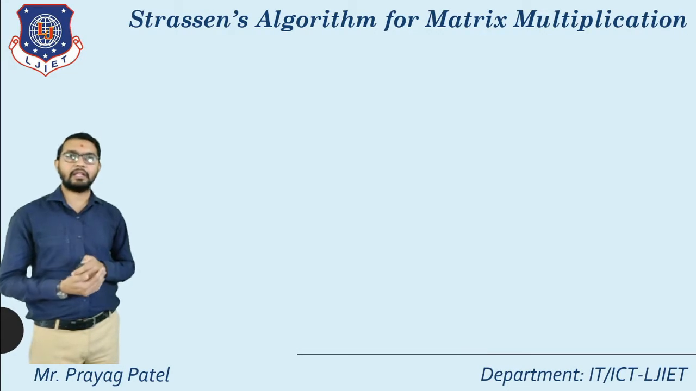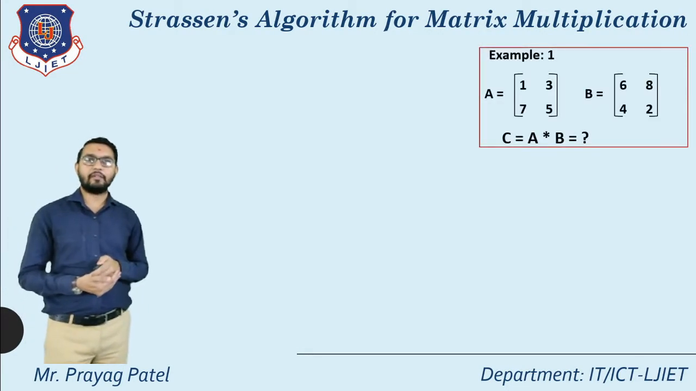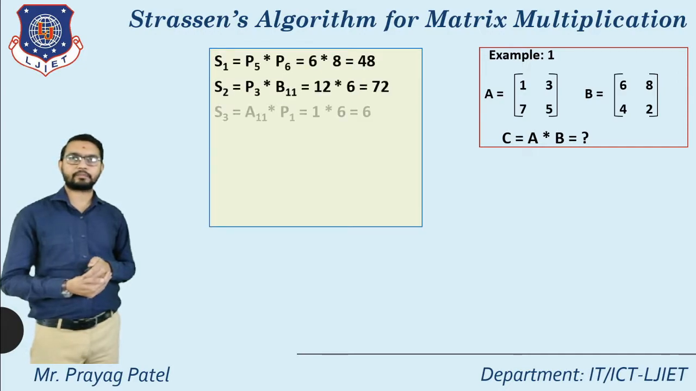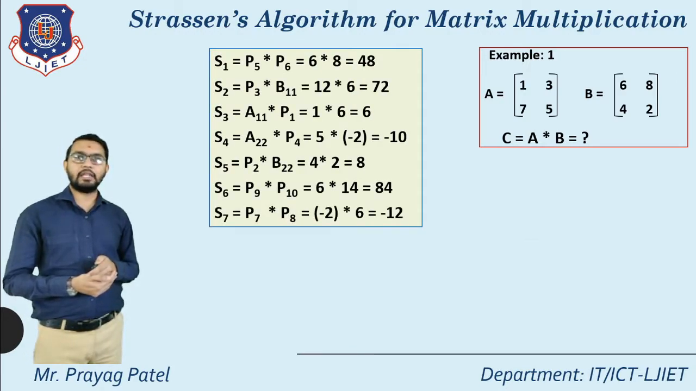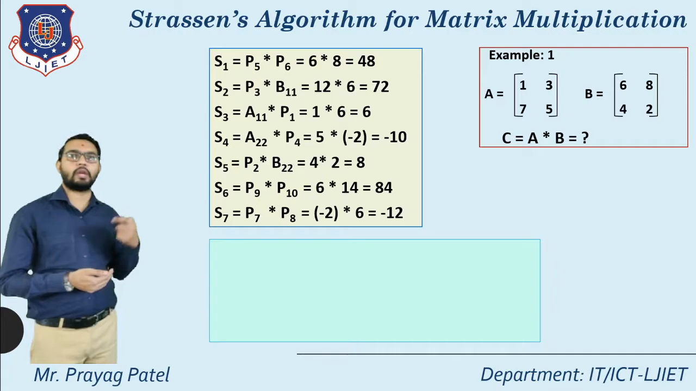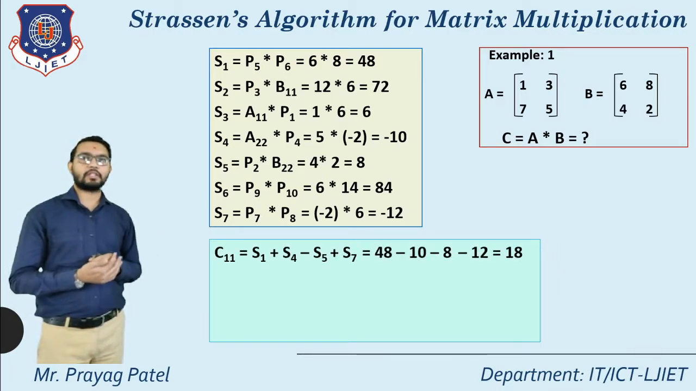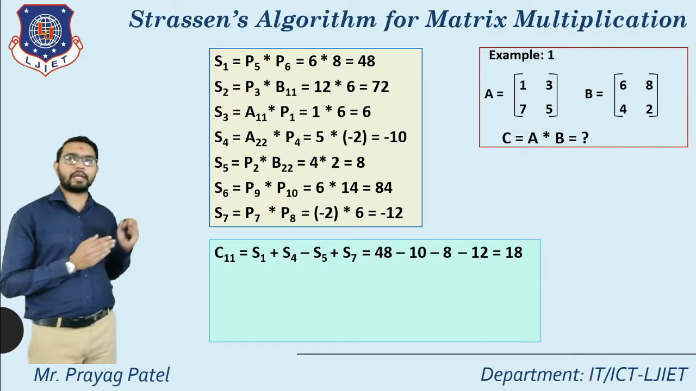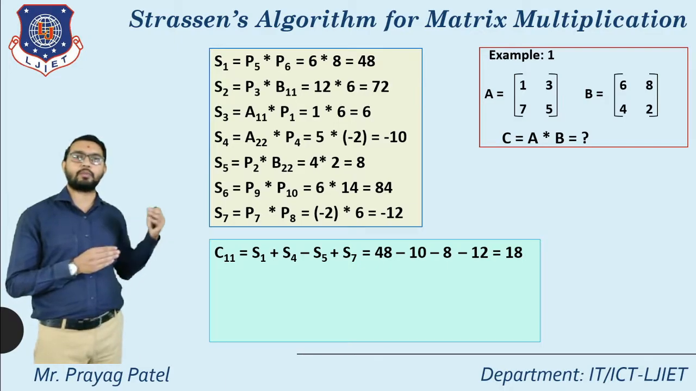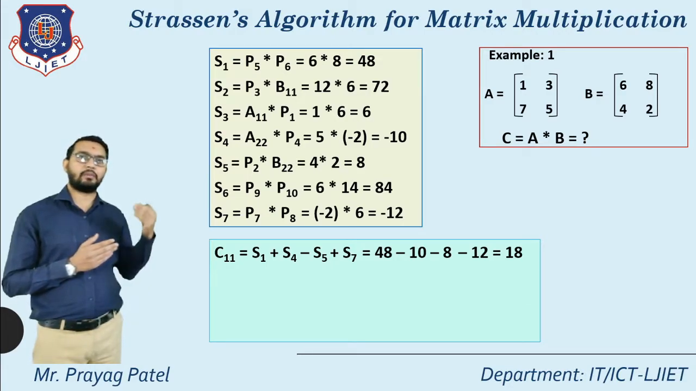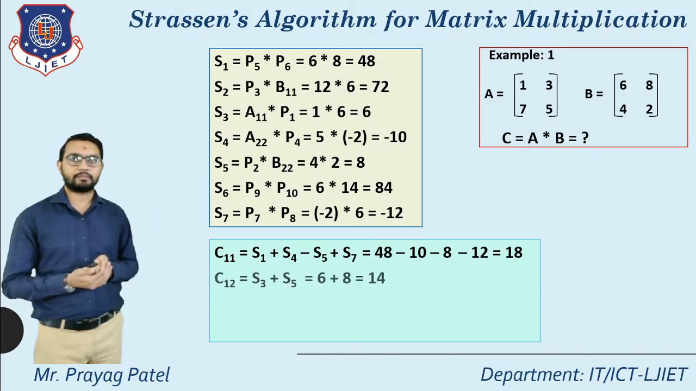Now after finding the value of S1 to S7, we have all the values. Now find C11, C12, C21 and C22. So what is the equation of C11? C11 equals S1 plus S4 minus S5 plus S7. We have all the values of S1 to S7, so put the values: 48 minus 10 minus 8 minus 12 equals 18.